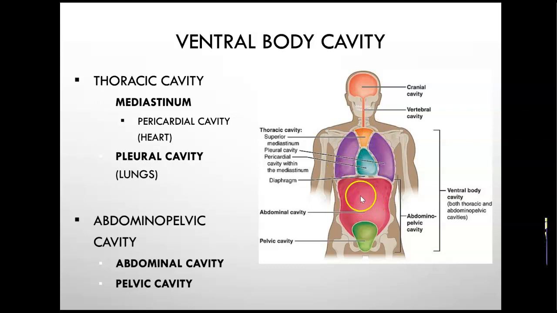Your abdominopelvic cavity, again, is going to be the abdominal region, and then the pelvic cavity. This will be where most of your digestive organs are. Your pelvic cavity will be where your reproductive organs are and or some of your urinary structures.